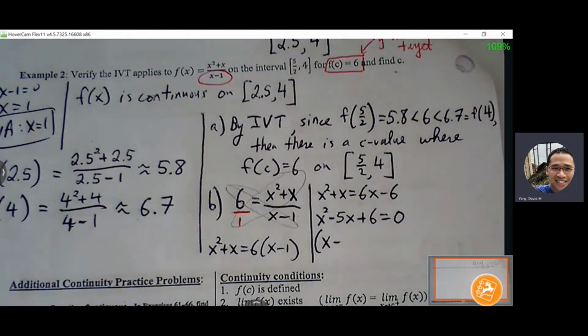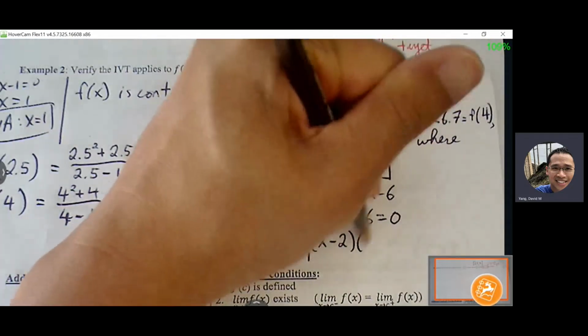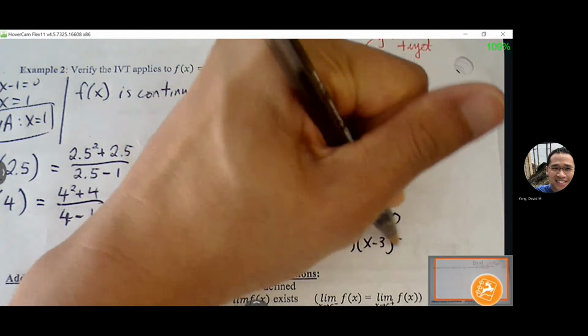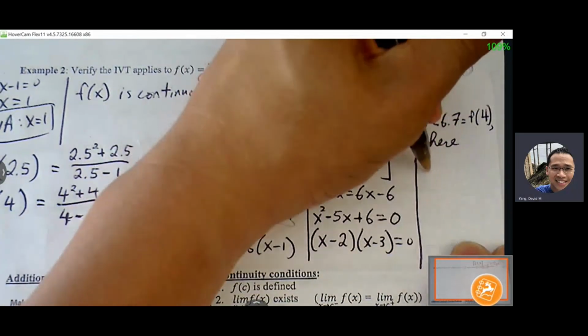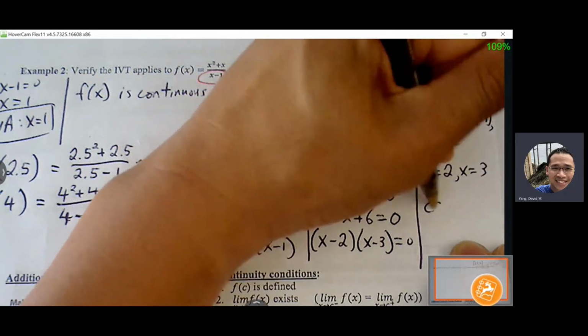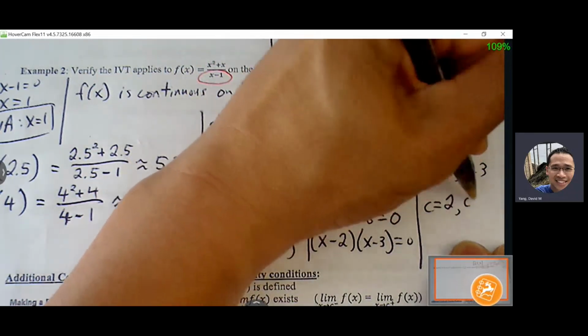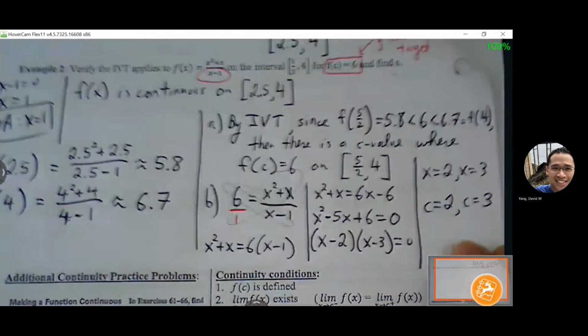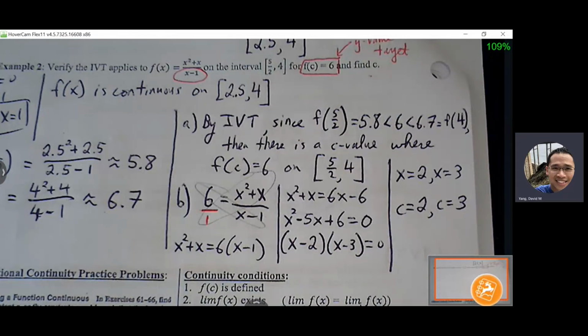Yeah, -6 and 1 is not going to quite do it because I need a +6 with the two multipliers. -2 and -3. Okay. We have two x values, 2 and 3. So we have potentially two c values. So we have two ordered pairs where the graph actually hits a y value of 6, ordered pair (2, 6) and ordered pair (3, 6). But are both valid solutions for our problem?